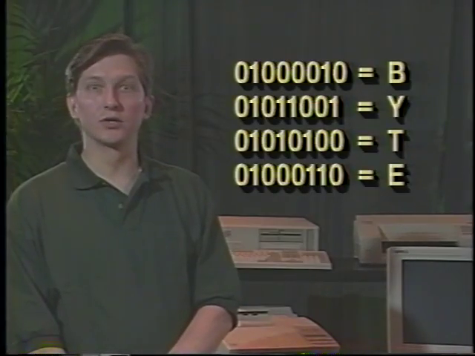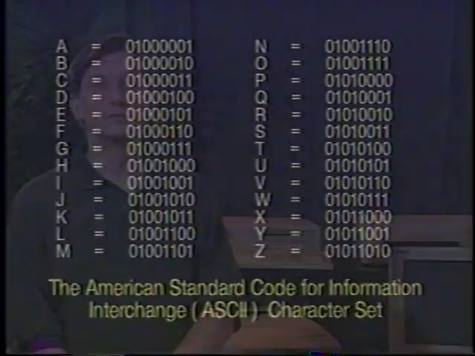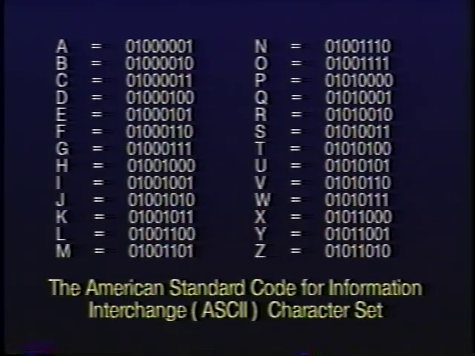When bits are grouped together in patterns of 8, they form another unit called a byte. A byte is equal to a single character, such as a letter of the alphabet. Here's a listing of the letters of the alphabet and a comparison of how your computer would see them.